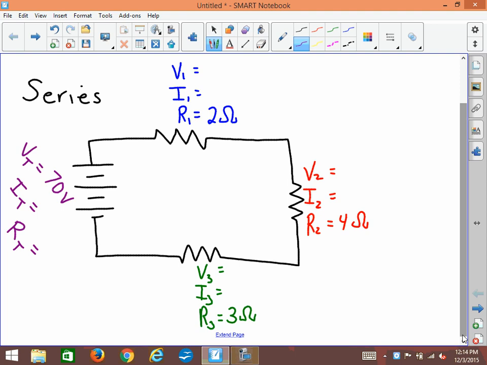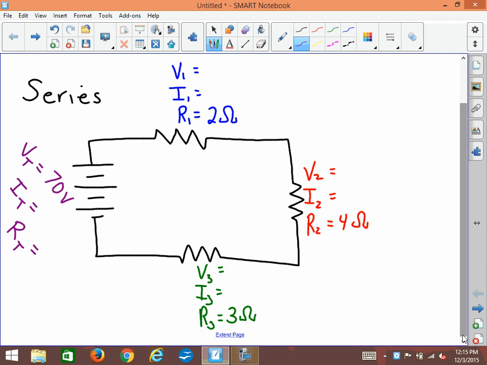First thing we'll notice is it is a series circuit because all of the loads are on the same path. If everybody's on the same path, all the current must travel through every load, and therefore we can say that that is a series circuit.